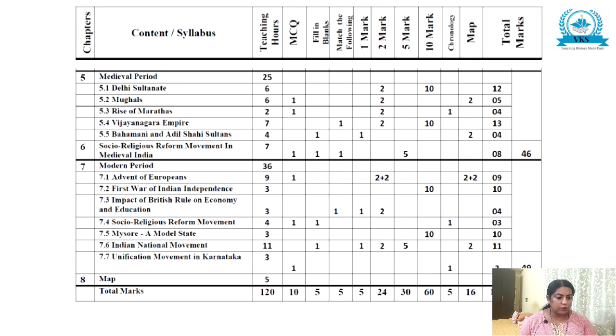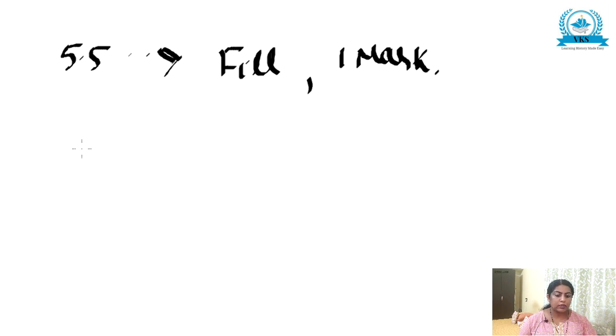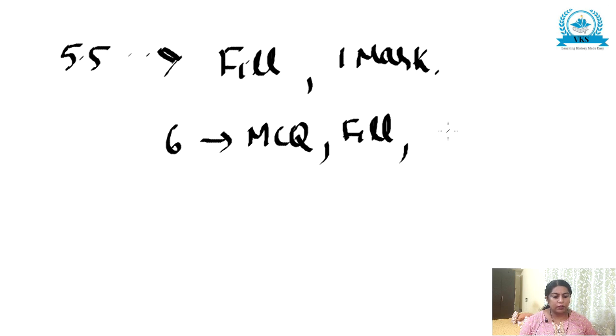Now let us move on to the next chapter, that is chapter 6, Socio-Religious Reform Movement in Medieval India. From this chapter, MCQ, fill in the blanks, match the following, and a 5-mark question. So here from chapter 6, that is MCQ, fill in the blanks, match the following, and a 5-mark question can come.